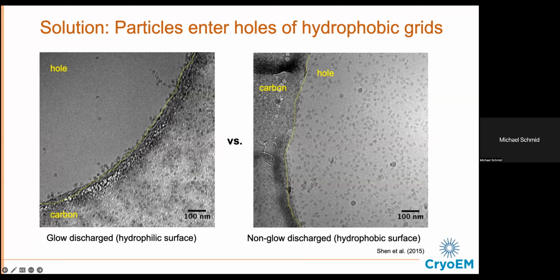And this person said, I have gotten particles into the holes that way when they stuck to the carbon of negative stain grids, but not Quantifoils. So yeah, the different styles of glow discharge, I guess.